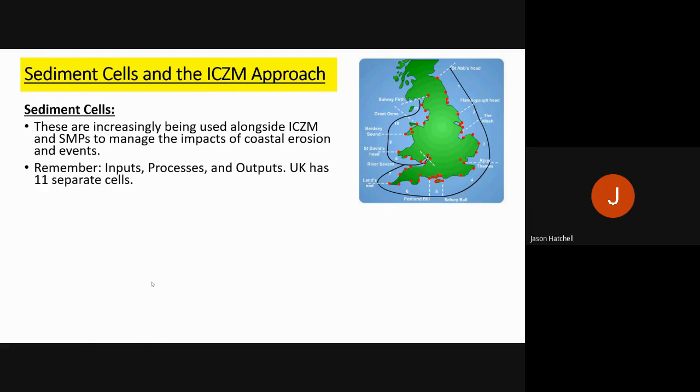Now, we're going to quickly look at the ICZM approach to managing a coastline. So let's recap sediment cells briefly. Sediment cells are increasingly being used alongside ICZMs, which are holistic approaches, and shoreline management plans, or SMPs, to manage coastlines. I said earlier in this GeogPod that increasingly the UK government is looking at all of the cells and managing the cell as one rather than separate parts of a cell. So there are 11 cells in the UK, as you can see on the map on the right hand side. And remember, those cells have inputs from the source, processes, and outputs for the deposition.